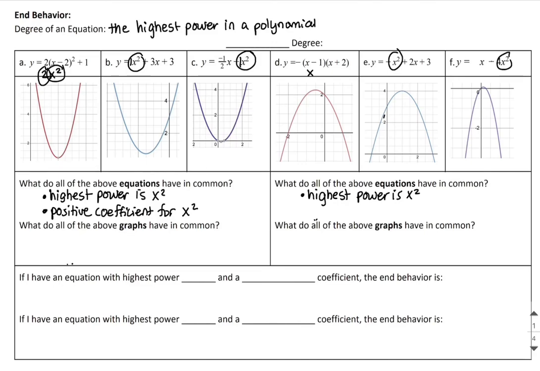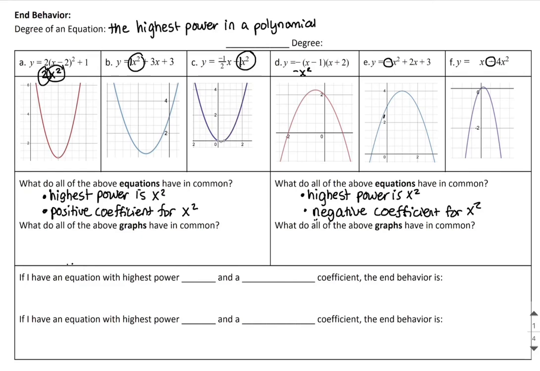And the difference between D, E, and F and A, B, and C is that the coefficient is negative for all of these. I have a negative coefficient. This will be negative x squared when I FOIL. So negative coefficient for x squared. I want to know, what do all of the above graphs have in common?